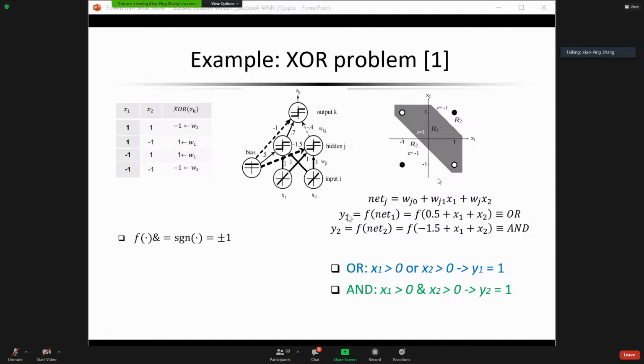Okay, so now let's particularly look at this in terms of the XOR problem. Let's look at the XOR problem.